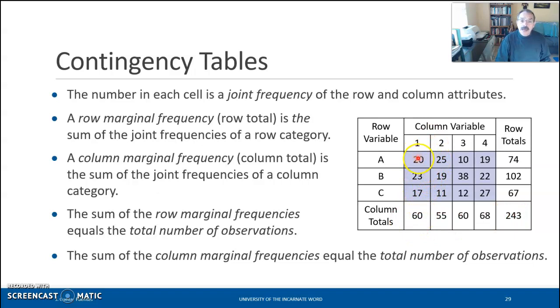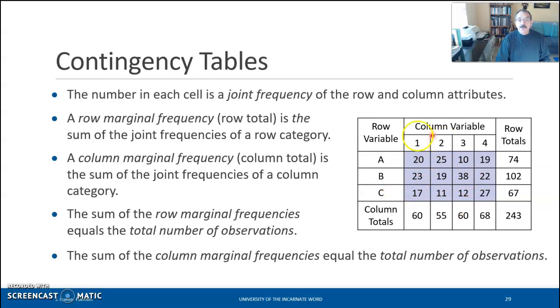And again, if you add the frequencies for a particular column across all rows, like 20 plus 23 plus 17, that gives you 60. The same way for the second column, you add the frequencies across rows for this particular column and you get 55. The same for column 3, you add these 3 quantities and you get 60, and for column 4, you add these 3 quantities and you get 68. If you sum the column marginal frequencies, or column totals, you get the total number of observations. So this is the structure of a contingency table.